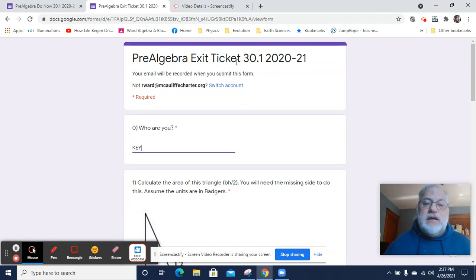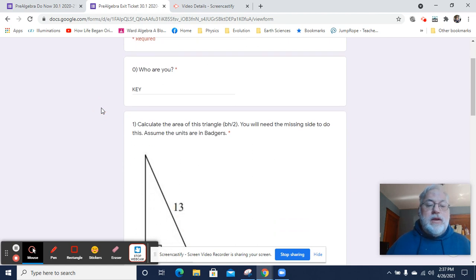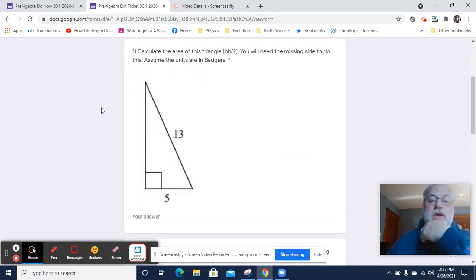This is the exit ticket for pre-algebra, day 1 from week 30, so 30.1. And here we have this triangle. We want to find the area of this triangle. To do that, we're going to need to find this missing side. We've got a base, but we don't have a height. But we have this leaning part, the hypotenuse. We can use that to find out the height. So let's work this out.